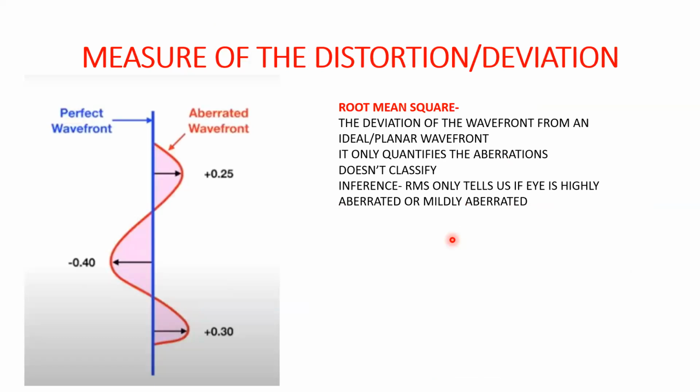So root mean square is nothing but the measure of distortion or deviation of a wavefront from an ideal or a planar wavefront. It only quantifies the aberrations. It does not classify the aberrations. So the inference is that RMS only tells us if the eye is highly aberrated or mildly aberrated.